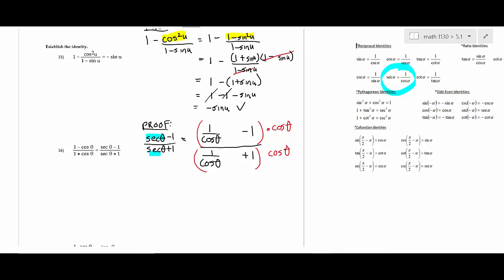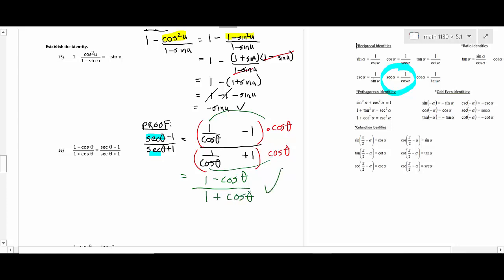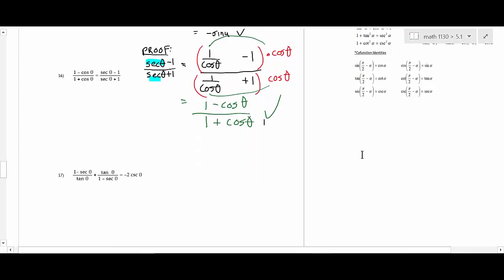And that may be what we're trying to prove anyway. I think it is. So if I do a distributive property, you're going to have 1 minus cosine theta, and then if you go to the bottom, you're going to have 1 plus cosine theta. That's what we're trying to prove. That one worked out to be actually fairly straightforward. And you could probably do that the other way. You could have started with the left side, and you could have done it exactly the same way.